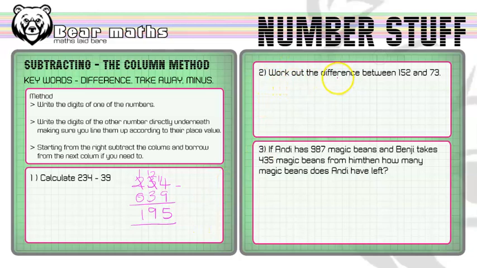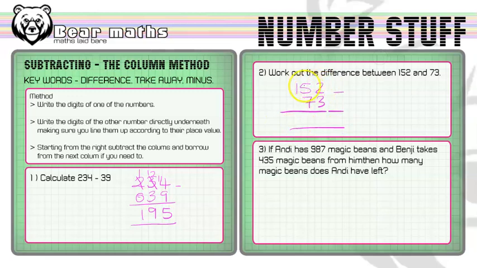Now, I've already mentioned the word difference a couple of times, so work out the difference between 152 and 73. When we do that, basically what we have to do is a take away calculation, a subtraction. We're going to put the first number there, the big one, 152, and then take away the 73. If we take the small one away from the big one, we've found the difference. And let's just draw the lines in for the answer space.